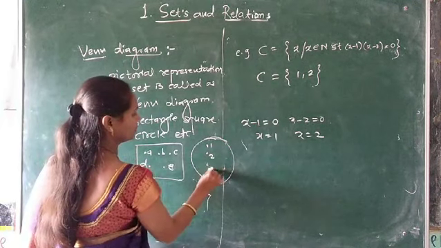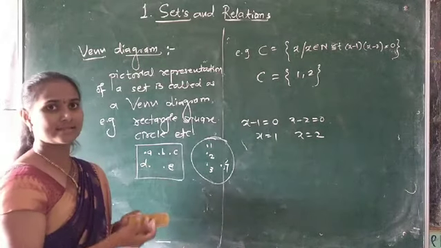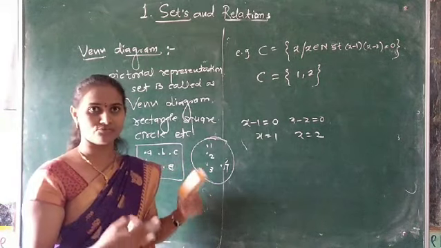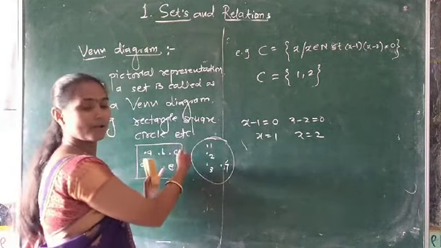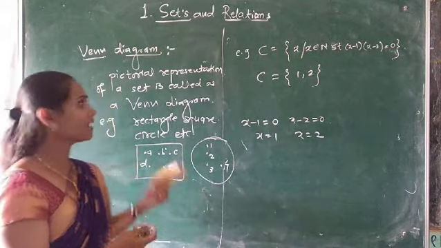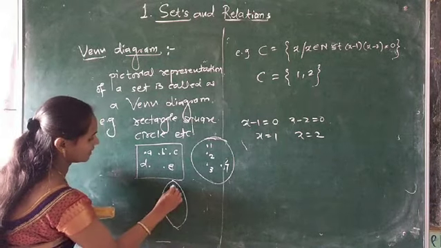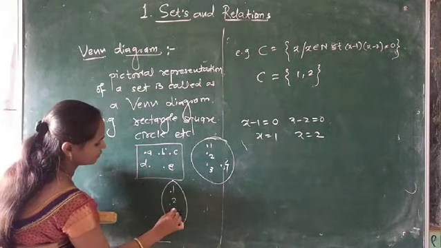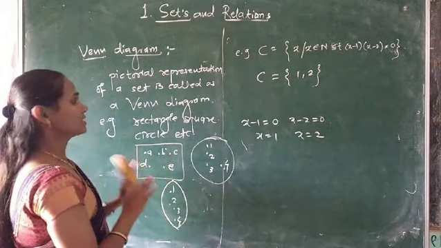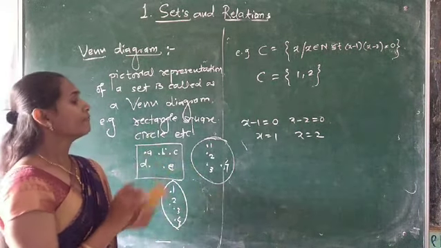1, 2, 3, 4. So these diagrams are called Venn diagrams. A Venn diagram is simply the pictorial representation of a set. When we represent a set in geometrical figures, then these figures or diagrams are called Venn diagrams. Sets are denoted like 1, 2, 3, 4. This is also a Venn diagram. So what is meant by a Venn diagram? The pictorial representation of a set is called a Venn diagram.